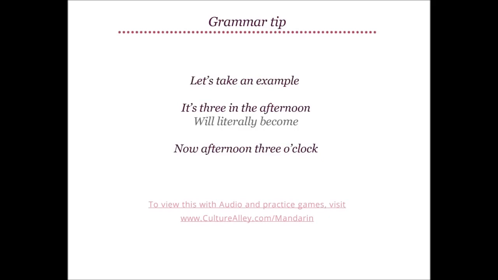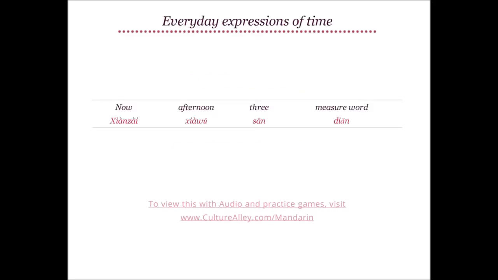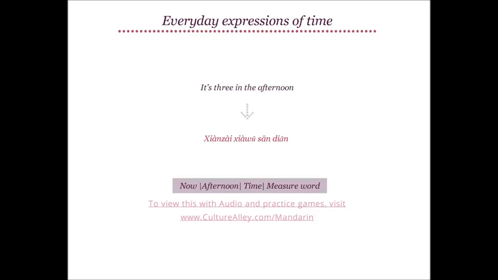It's 3 in the afternoon will literally become now, afternoon, 3 o'clock. Now let's see how we can break up it's 3 in the afternoon. Now will become 现在, while afternoon becomes 下午. 3 translates as 三. And lastly, the measure word becomes 点. Thus, it's 3 in the afternoon is translated as 现在下午3点.